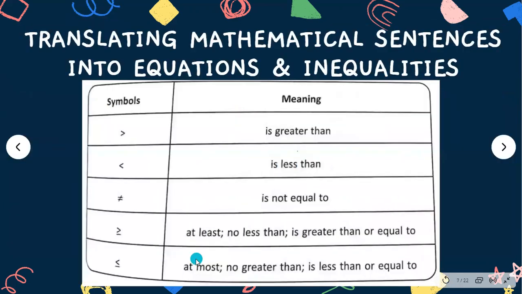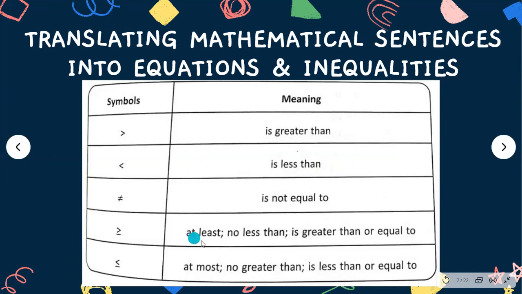So in translating mathematical sentences, we have a symbol and meaning. When we say is greater than, pansinin niyo po, yung open mouth niya papunta sa kaliwa. And when we say is less than, yung open mouth niya papunta sa kanan, going to the right. And when we say is not equal to, equal sign, and meron tayong slash sa gitna. So that means the symbol is all about is not equal to.